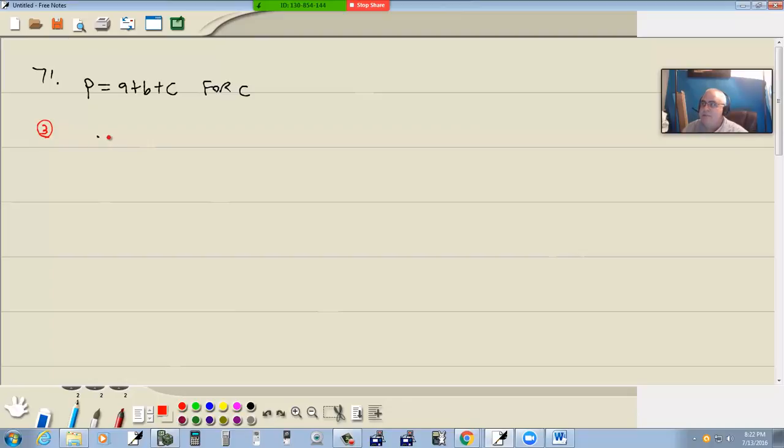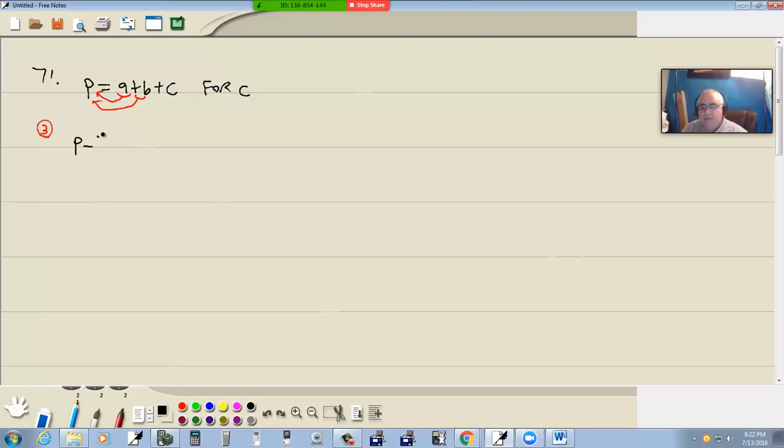Step 3 is to get everything with the variable we're solving for on one side, everything else on the other side. Now usually we're talking about terms, but they technically don't have to be terms when I say that. So we're solving for C, so I want to get everything with a C on one side and everything else on the other. So I'll take this A and move it to the left side, and take this B and move it to the left side.